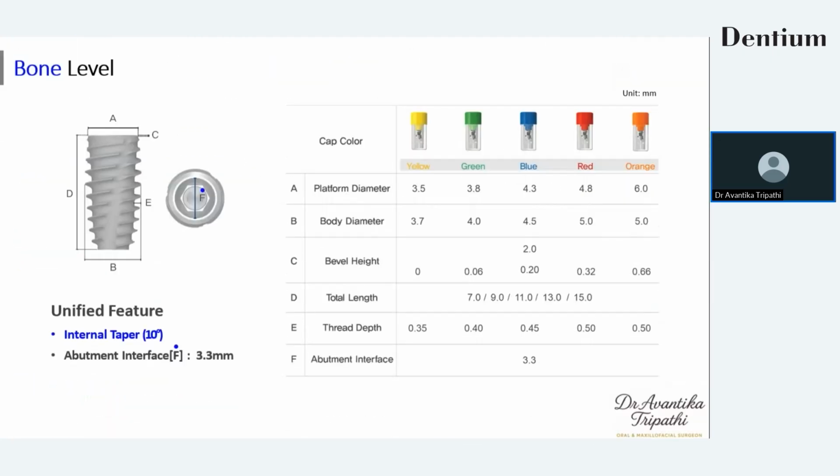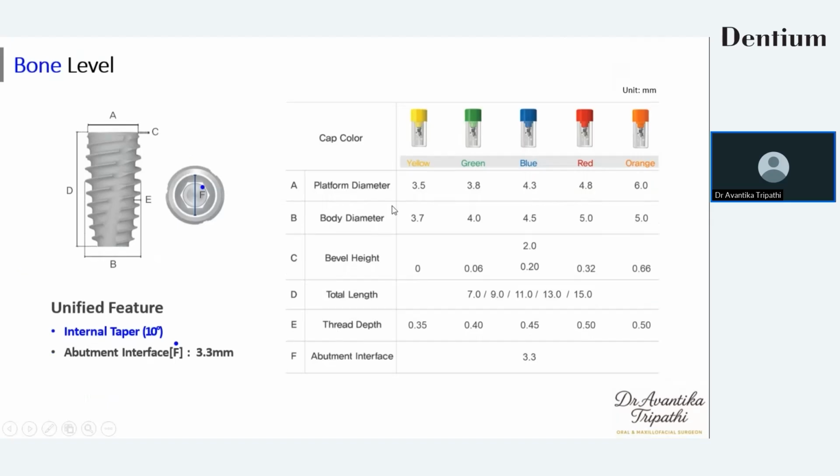It is available in different diameters starting from 3.5 to 6. As I told you, it has an internal hexagonal connection. The abutment interface, meaning the internal diameter of the fixture, is standard at 3.3. So it is standard for all. All the bone level Bright implants have the same internal diameter of 3.3. The lengths available in the system are 7, 9, 11, 13 and 15.